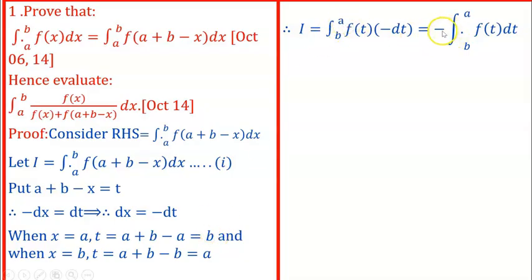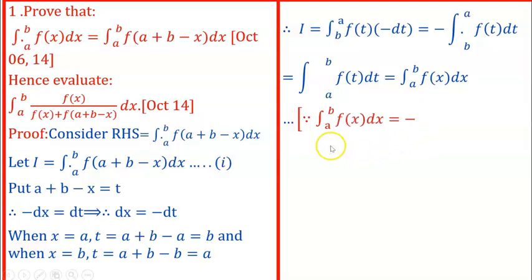Take the negative sign outside this integration: minus integral b to a f of t into dt. And again with the help of the property, we will absorb the negative sign if we change the upper limit and lower limit. Therefore, integral a to b f of t dt. Again the change in variable: the function is the same, the limits are the same, but we are changing the variable from t to x. With the help of these two properties, the integral a to b f of x dx is equal to minus integral b to a f of x dx. This is the first property.